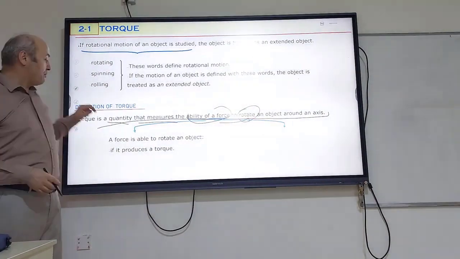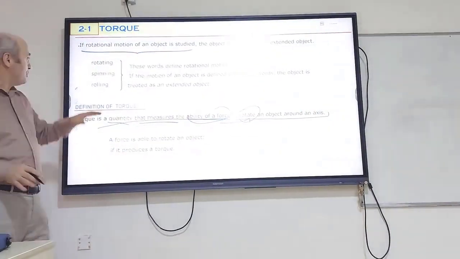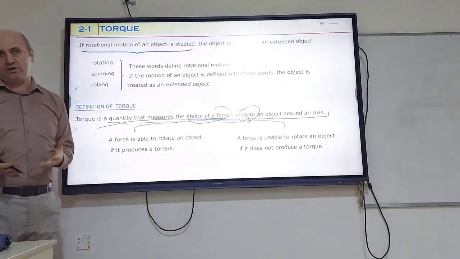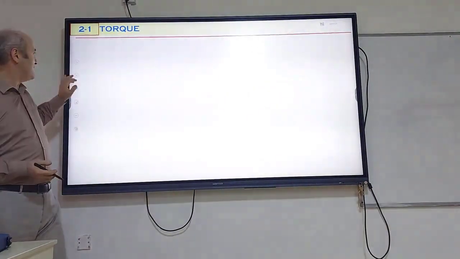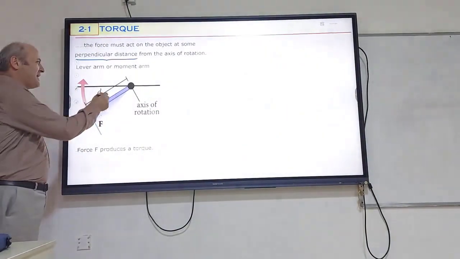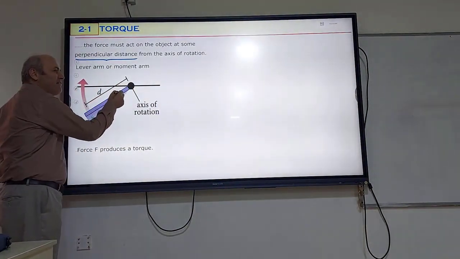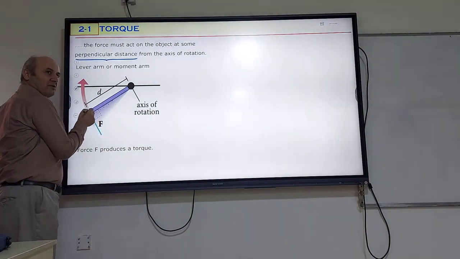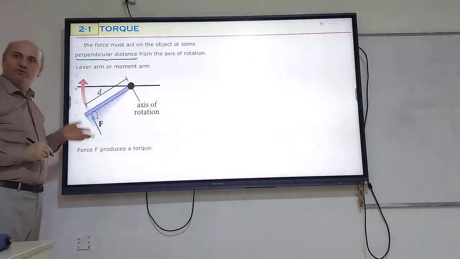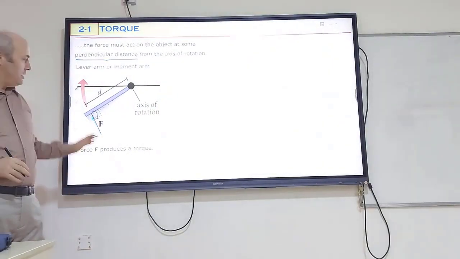A force is able to rotate an object if it produces some torque, and a force is unable to rotate it if it does not produce a torque. Cases. If the force acts on an object at some distance away from the axis of rotation, perpendicularly, this force produces a torque.